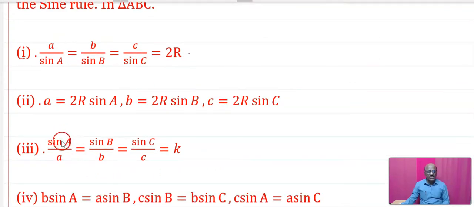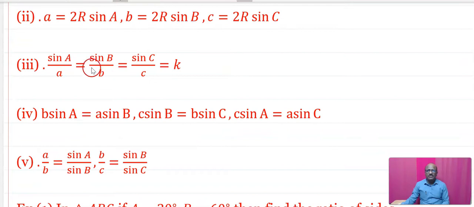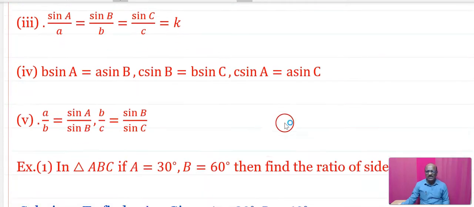And next we can write it also: sine A upon small a, sine B upon small b, sine C upon small c, that is also equal to k. Therefore, if you make the cross multiplication here, then you will get b sine A is equal to a sine B. Again the cross multiplication, c sine B is equal to b sine C. And from first and third, c into sine A is equal to a into sine C. We have this.